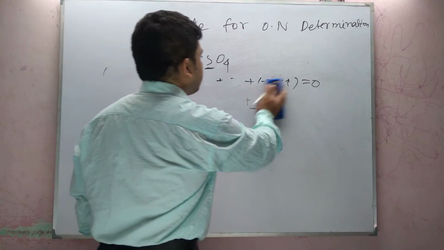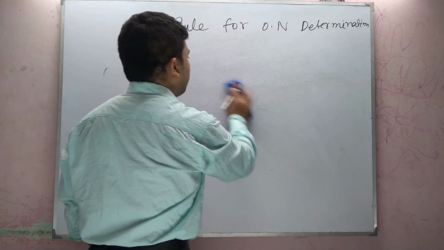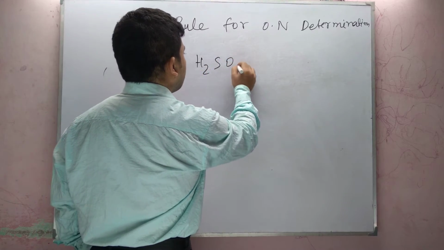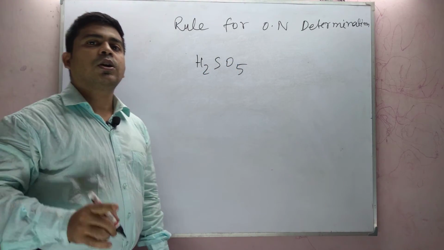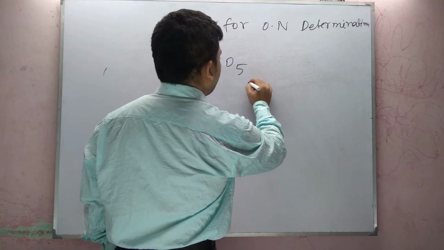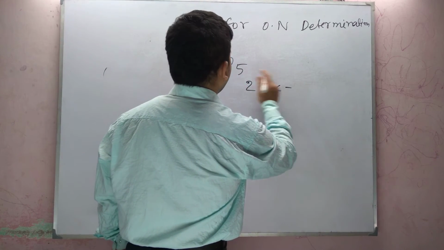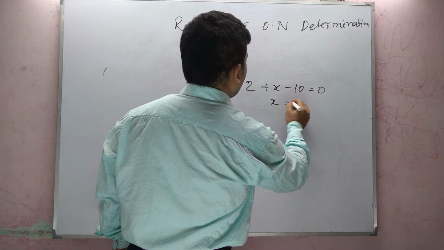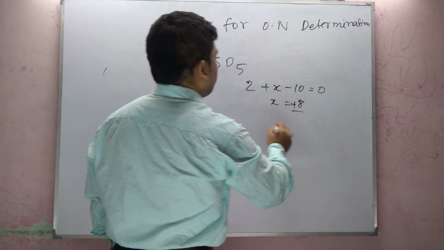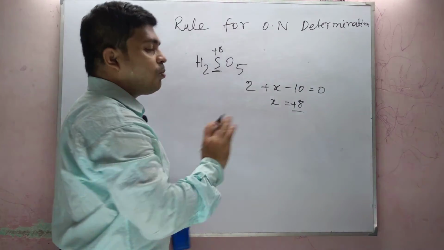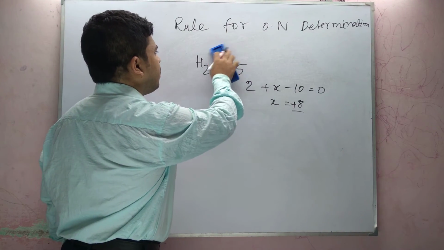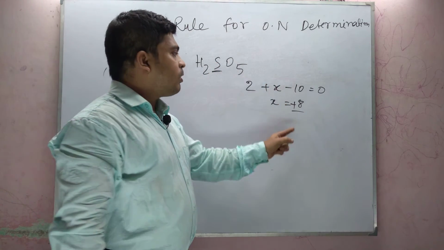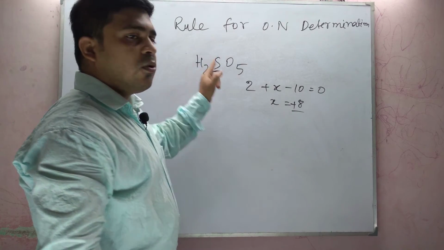We can take another example where we cannot determine the oxidation number using this numerical process: H2SO5. For this molecule the numerical method is not valid, because if we apply it, then 2 plus X minus 5 into 2, meaning 10, equals 0. That means X equals +8, which is not possible for sulfur, because the maximum available valence electrons in the excited state for sulfur is 6. So a +8 oxidation state for sulfur is not possible here.